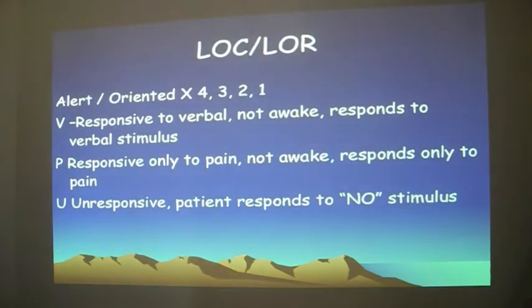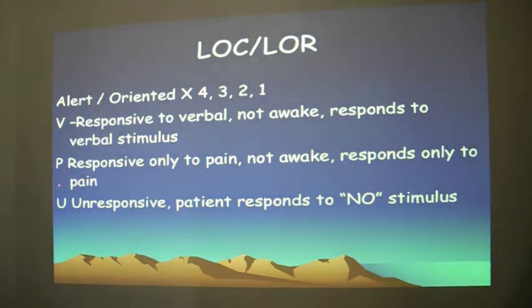So, we have our very first in the AVPU scale. The alert and oriented, they're either 4, 3, 2, or 1. If they're none of those, then they're verbal. They're responsive to verbal stimulus. They're not awake. So in other words, when you call their name, they respond. When you say, sir, can you hear me? And he responds, okay, they're responsive to verbal. If you stop talking to them, then they do not respond.